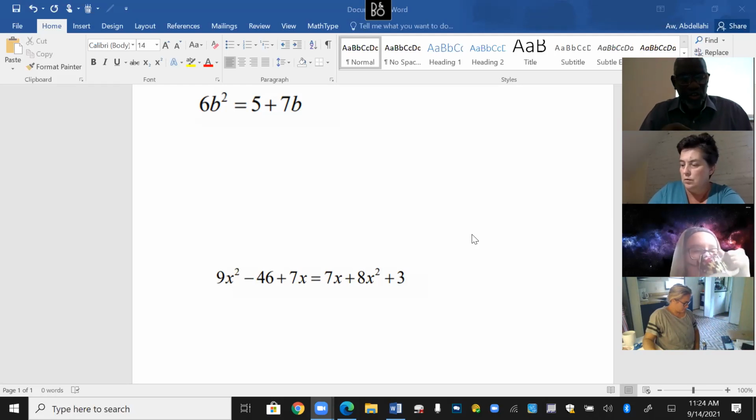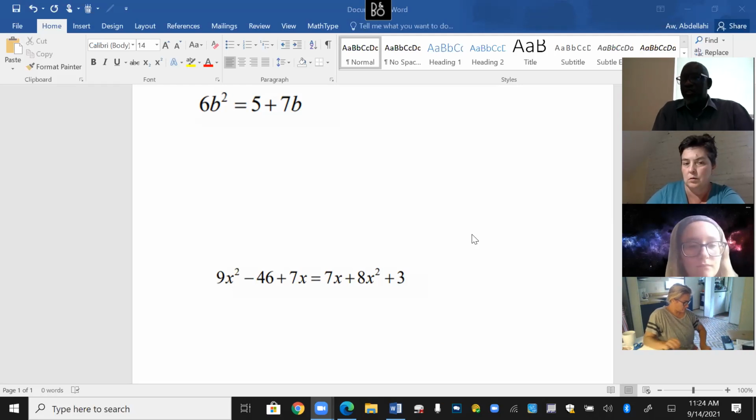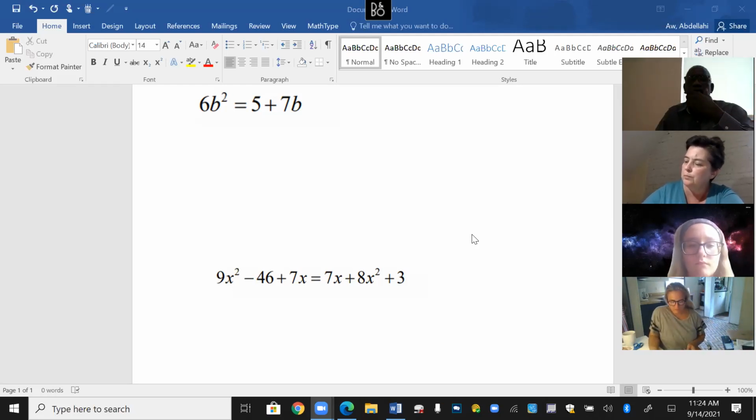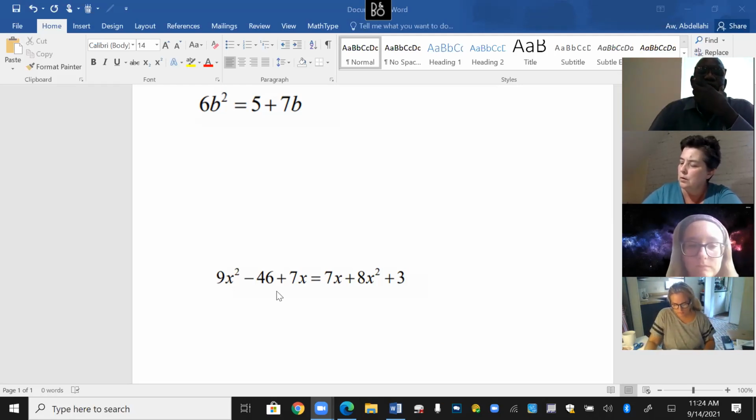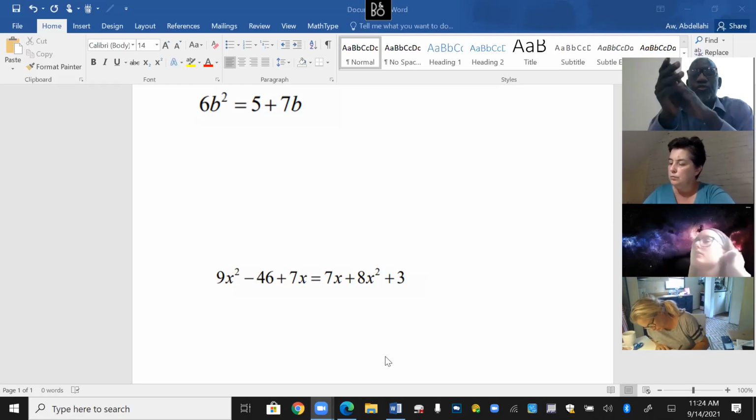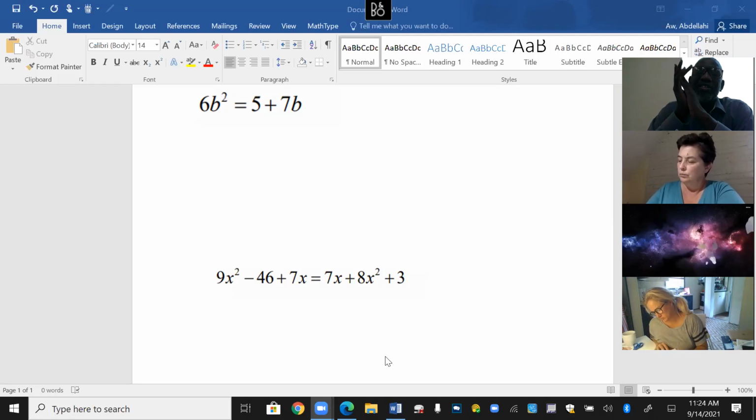So I want everybody to try the first example right there, solve by factoring. And then when you're done, try the second one. I'm going to give you about 5 minutes, or a little bit more, about 8 minutes for everybody. Try to do the first one, try to do the second one. Try to get 0 on one side for both of them.